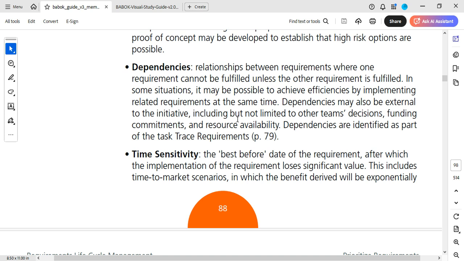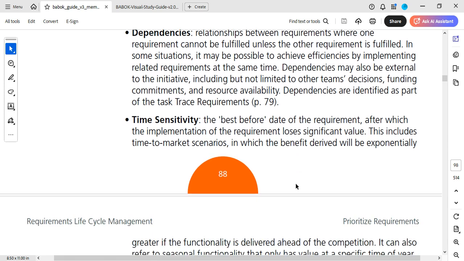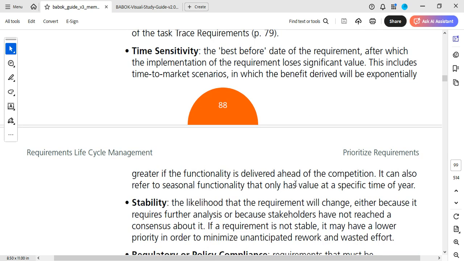Time sensitivity: the best before date of the requirement, after which the implementation of the requirement loses significant value. Yeah, this even talks also to Scrum, whereby if we don't deliver this at this time, that means there's no need, we just cancel the sprint. This includes time to market scenarios in which the benefit derived will be exponentially greater if the functionality is delivered ahead of the competition. It can also refer to seasonal functionality that only has value at a specific time of the year.